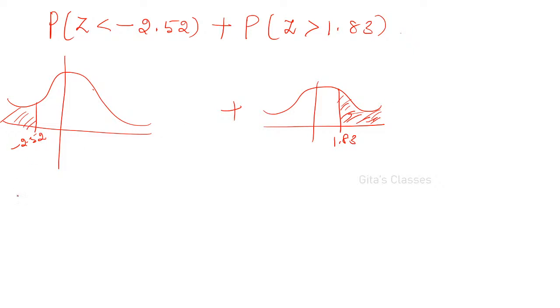Okay, so this area is nothing but to the right of 2.52. Plus, the second one is the same; you can keep it as it is. This can be written as minus 2.52 here, plus 2.52 to infinity. Okay, plus the same thing.